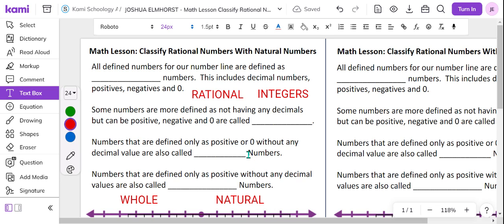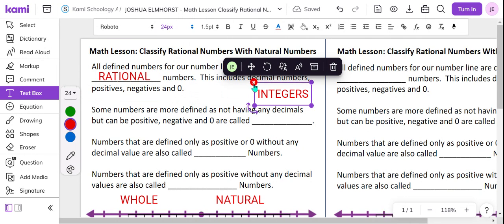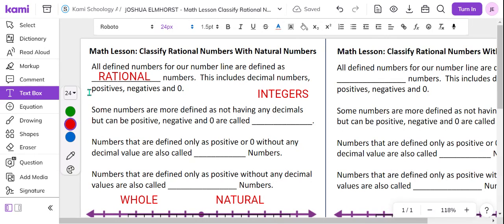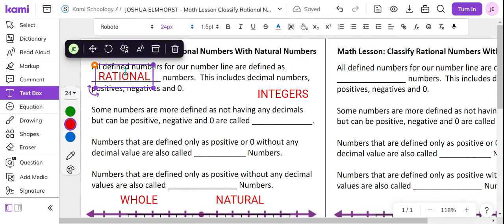This is Mr. Elmhorst with the math lesson where we are looking at classifying rational numbers, including natural numbers. Our definition is going to be all defined numbers for our number line. They're going to be defined as rational numbers. If we can define them as a decimal number, positive, negative, or zero, they are going to be rational.